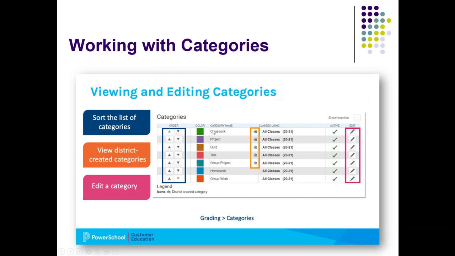You'll see all the color codes here, what classes are using them, and if you need to edit them, there's the edit button. Anything that has the little building icon next to it, those were created at the district level. You won't see them if those were categories that were created by you.